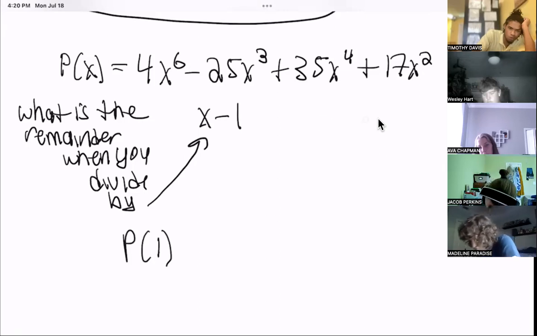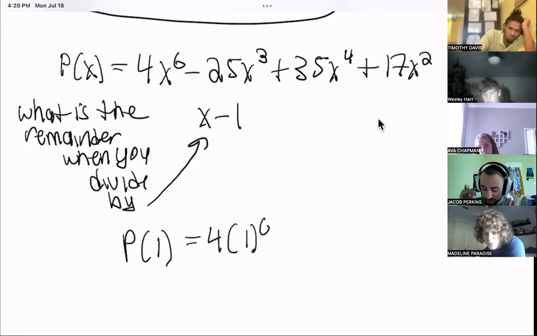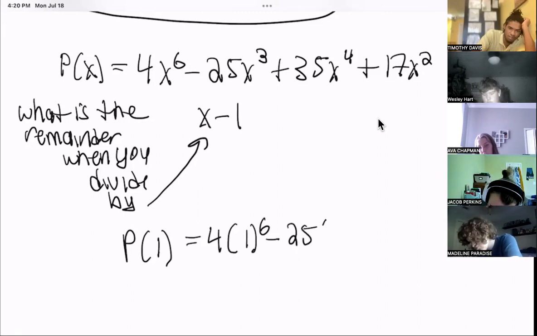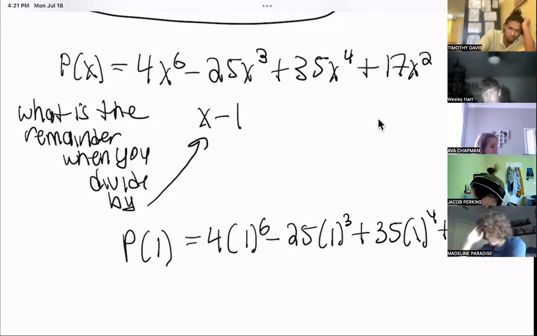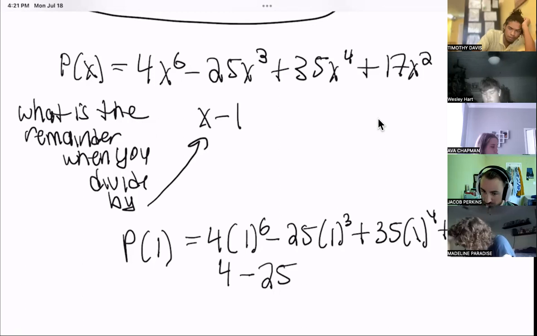which means I'm going to plug 1 in for x. So 4 times 1 to the 6 minus 25 times 1 to the 3rd, plus 35 times 1 to the 4th, plus 17 times 1 to the 2nd. Okay, so 1 to the 6th is 1 times 4 is 4. 1 to the 3rd is 1 times negative 25 is negative 25. 1 to the 4th is 1 times 35 is 35. And 1 squared is 1 times 17 is plus 17.